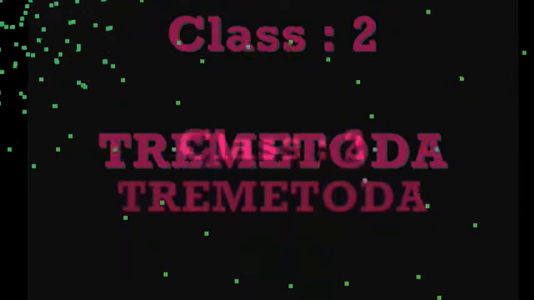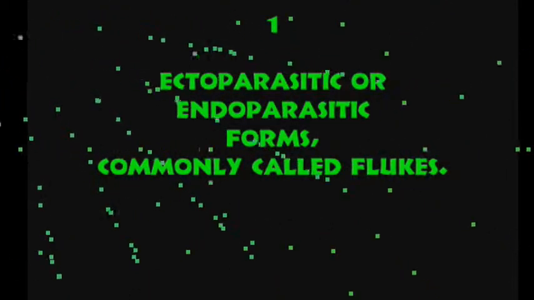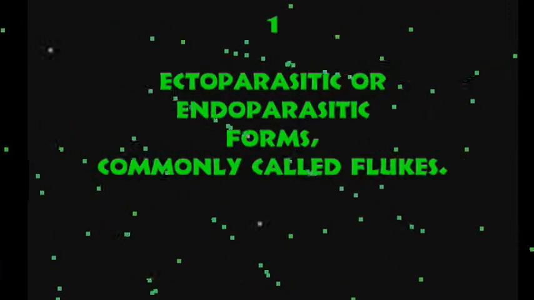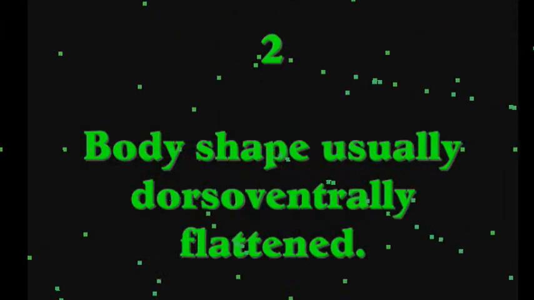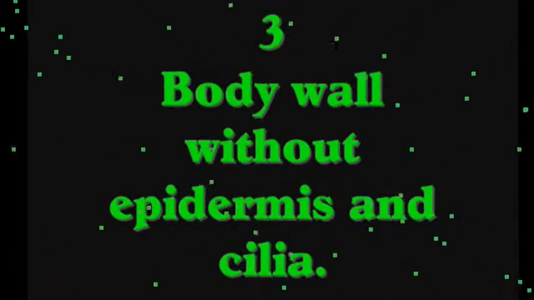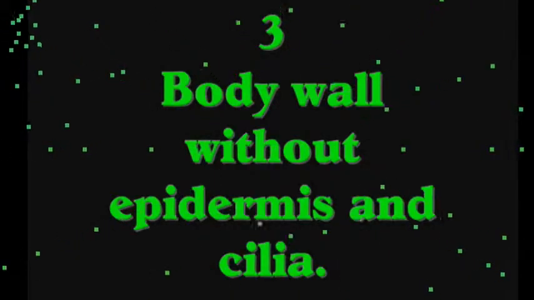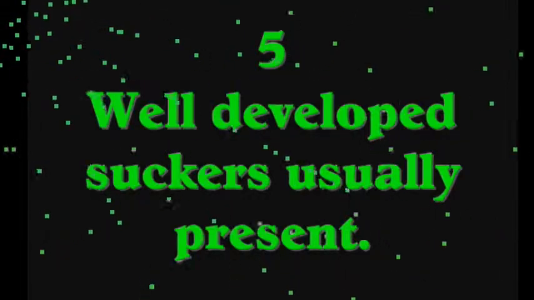Class 2. Trematoda. 1. Ectoparasitic or endoparasitic forms, commonly called flukes. 2. Body shape usually dorsoventrally flattened. 3. Body wall without epidermis and cilia. 4. Body undivided and covered with the cuticle. 5. Well-developed suckers usually present.